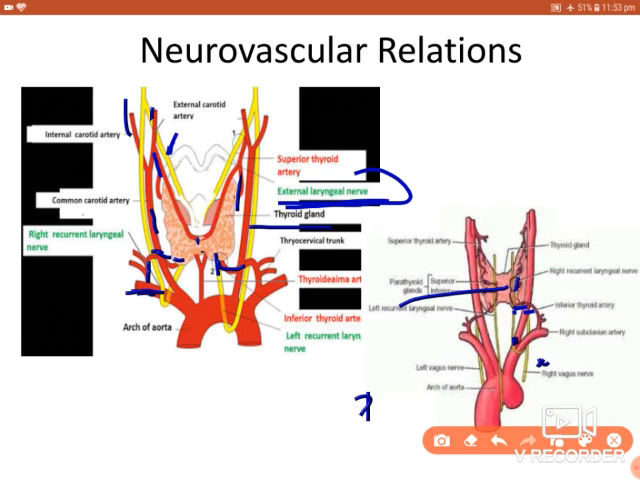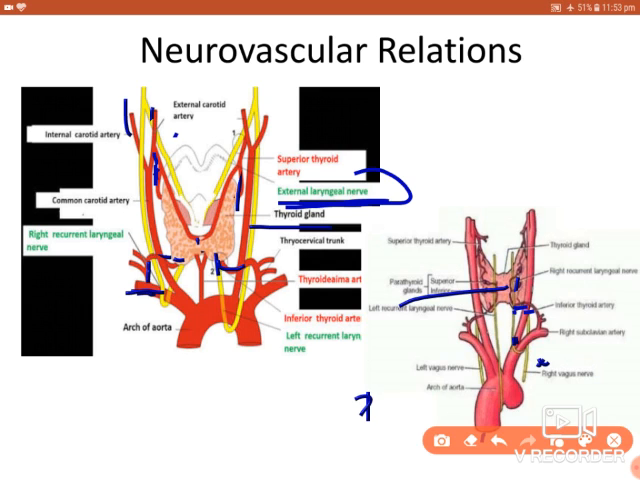So during the surgery of the thyroid gland, okay, the superior thyroid artery should be ligated close to the thyroid gland, close to the apex, to avoid injury to the external laryngeal nerve. Okay, it should be ligated close to the gland.